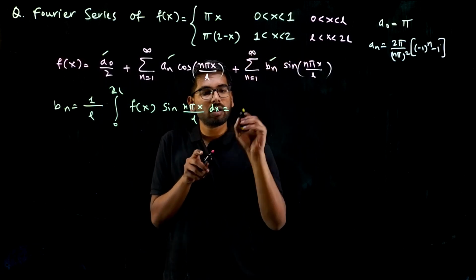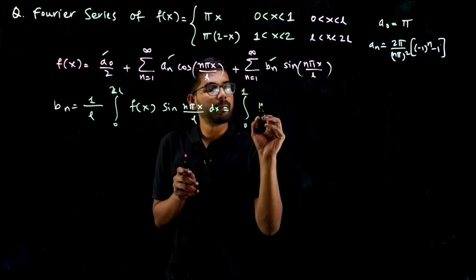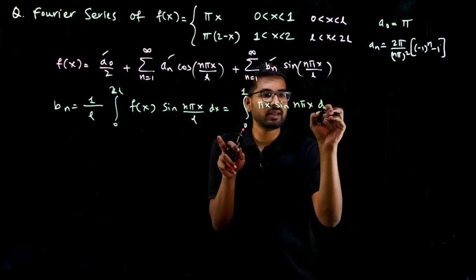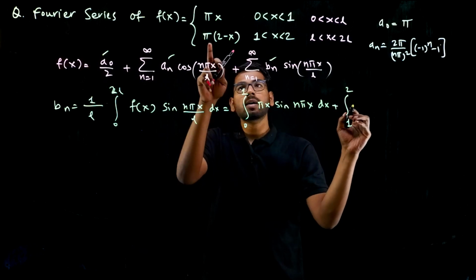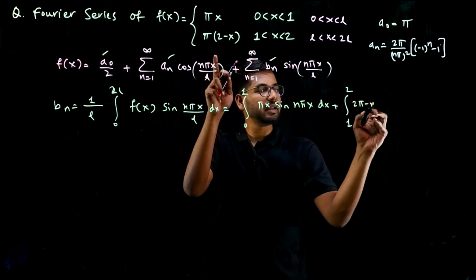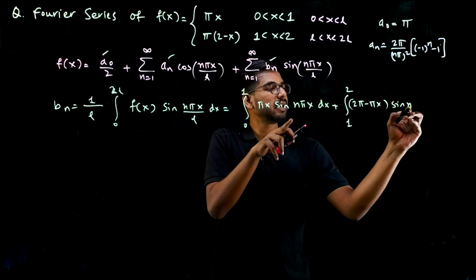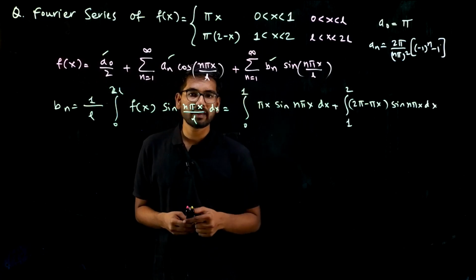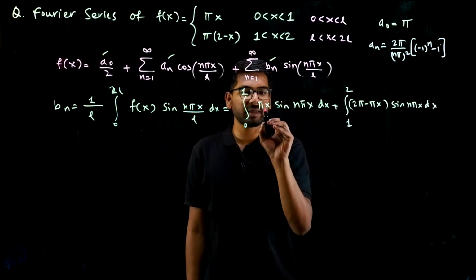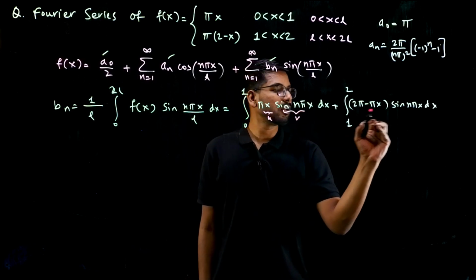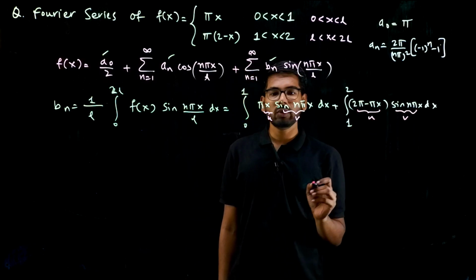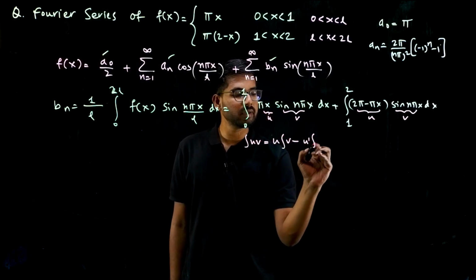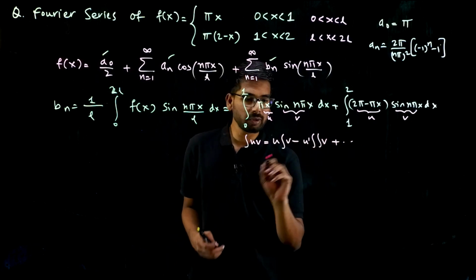So I will get the integration from 0 to 1 of pi x sin n pi x dx, plus the integration from 1 to 2 of pi into 2 minus x, which is 2 pi minus pi x, sin n pi x dx. This is very similar to finding an. Only instead of cos n pi x, we have sin n pi x here, and the integration method is the same. So you have u into v here, and here also you have u into v, and we know the integration of u v is u into the integration of v, minus u dash into the integration of v, plus dash dash. We only need two terms here.